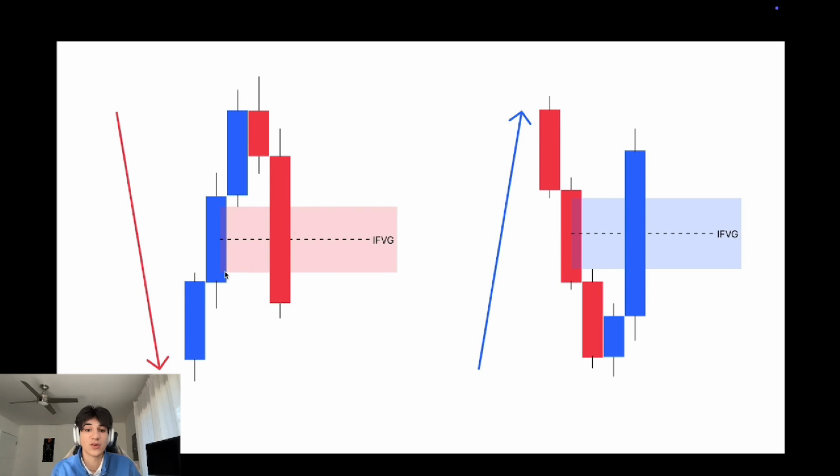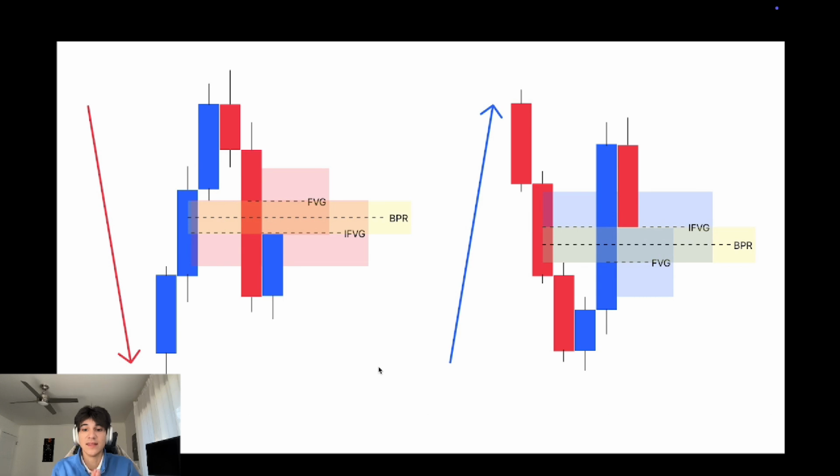So we got the closure below this bullish fair value gap, so it turns into an inverse, and if price comes back into the zone, we can expect price to reject and continue down. And then same thing on this bullish example, this was a bearish fair value gap that was closed above, therefore turning this into an inverse fair value gap. And so when price retraces back into it, we can expect price to reject it and continue up.